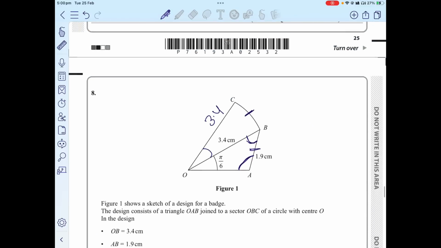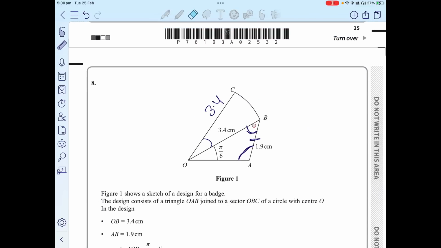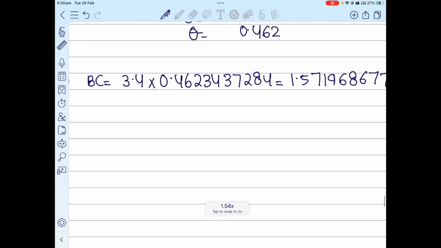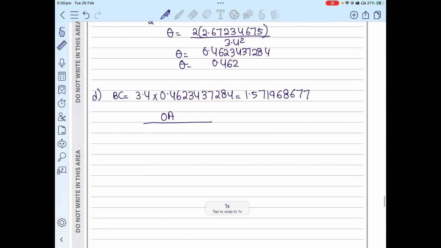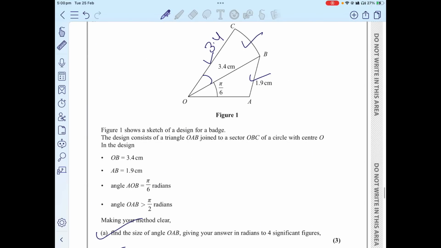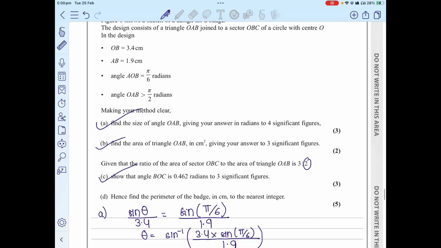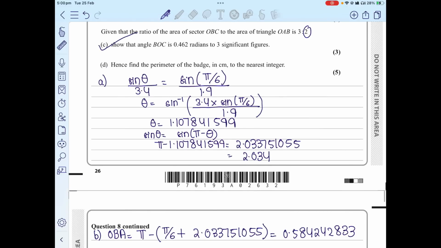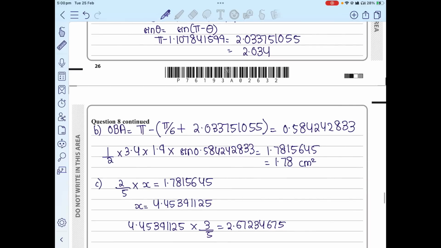Okay, now what else do I need to know? I'm gonna put a tick on all the marks that I know already. I know BC, I know OC. Okay, now I need to find OA. So the length of OA over... now there's a certain value of sine that we need to find. OA is opposite to this angle, OBA. Have you found? No. Okay, we have found OBA though. OBA is 0.58, yeah, this one.